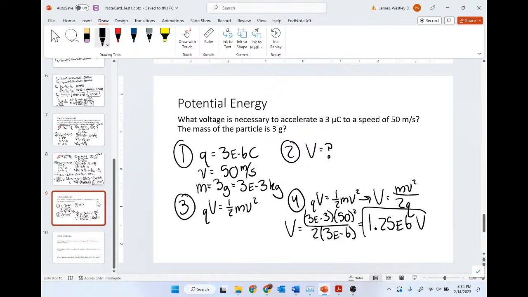1.25 e to the 6 volts. Okay, I'm going to double check that I plugged that in right. There you go. Beautiful thing about multiple choice is if you get an answer that's not one of mine, that's a great indicator that you did it wrong. So there is some niceties to multiple choice. There is the downside, it's all or nothing.